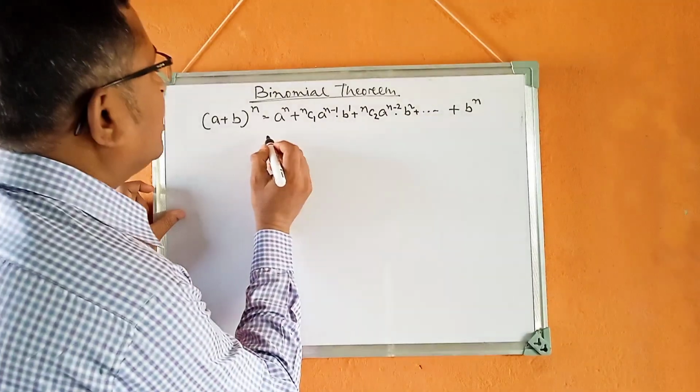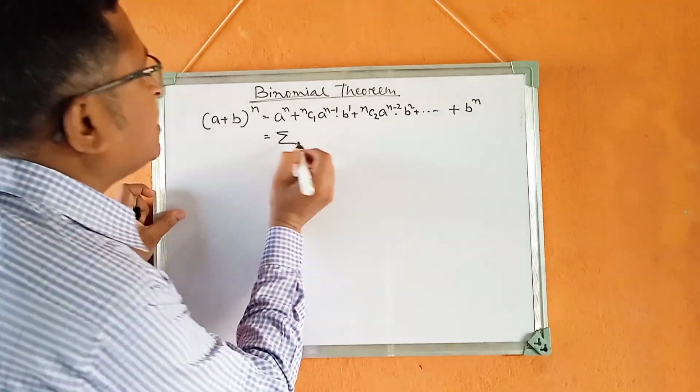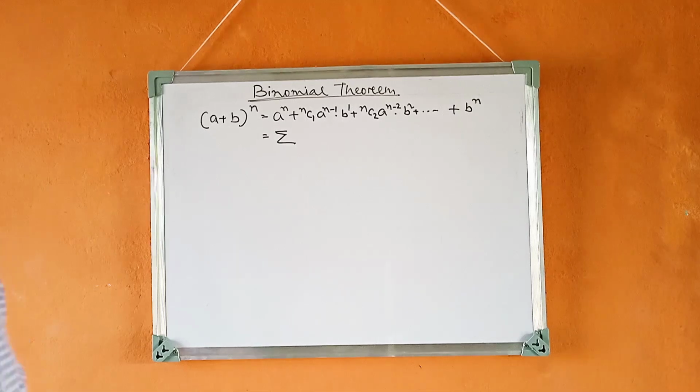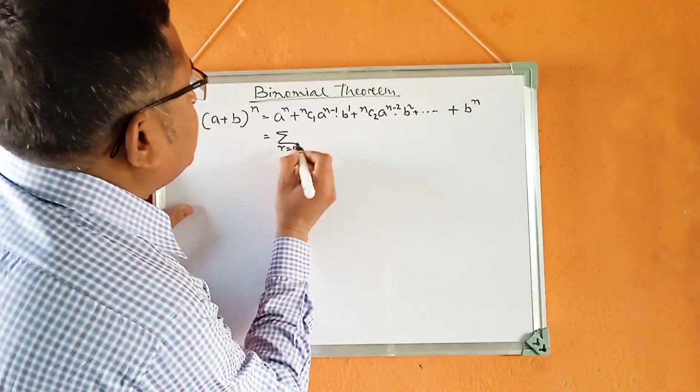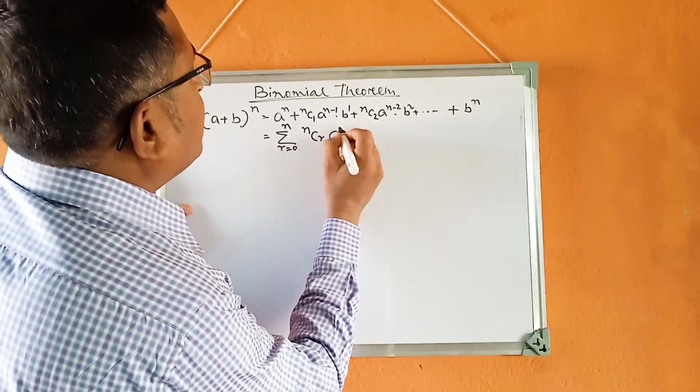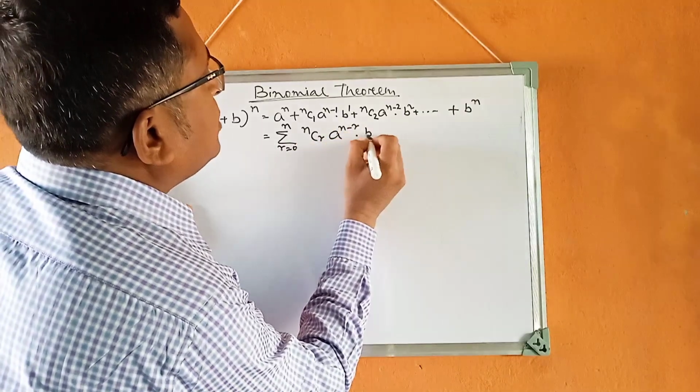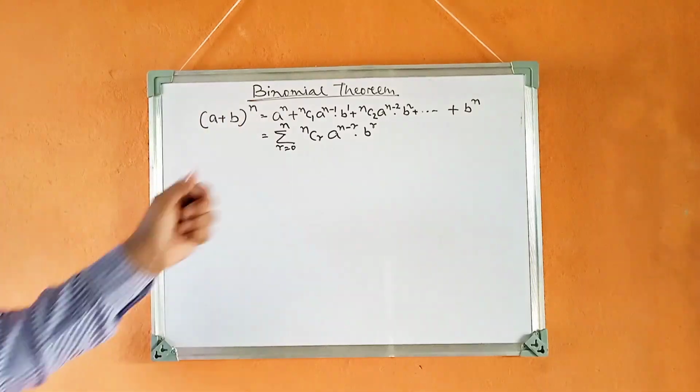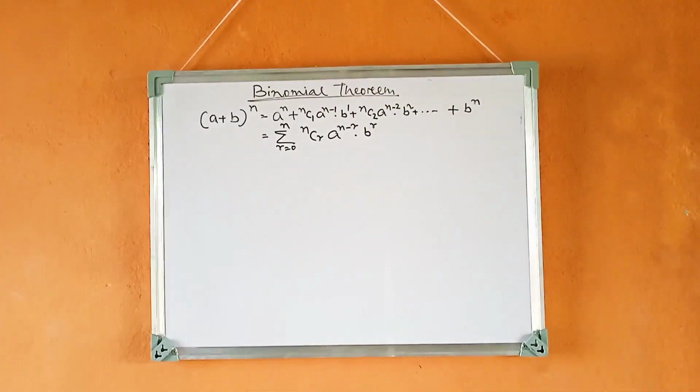And in short, we can write this in summation form, that is, (a + b)^n, with r equal to 0 to n, we write nCr a^(n-r) b^r. Okay, in short, we write the binomial series (a + b)^n equal to the summation of r from 0 to n of nCr a^(n-r) b^r.